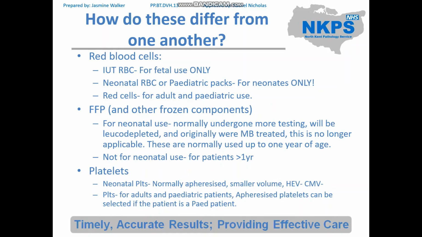So looking at this in more detail, IUT red blood cells, they're for fetal use, so that's when the mother is still pregnant with the child. It is a transfusion that's happening in utero. Neonatal red blood cells or paedi packs are for neonates only, as I mentioned before, and red cells are for adult and paediatric use, and the requirements that you associate to them will depend on your hospital policies.